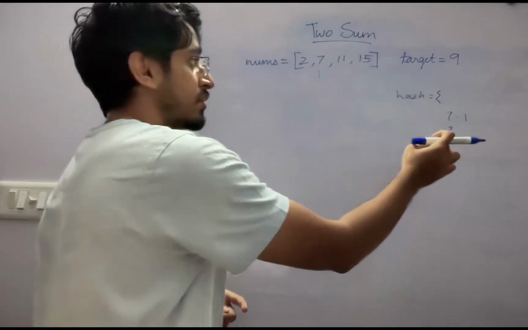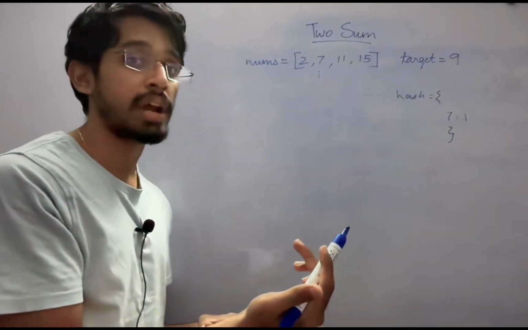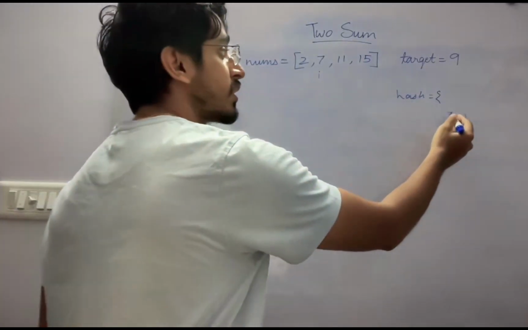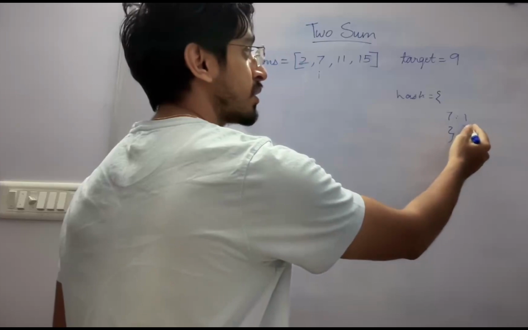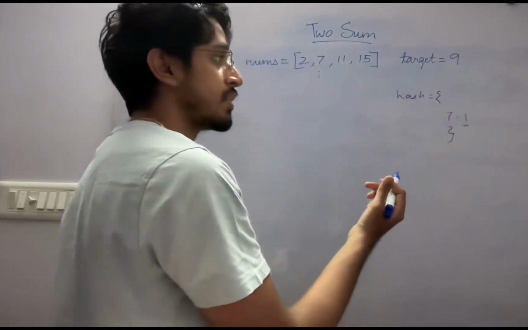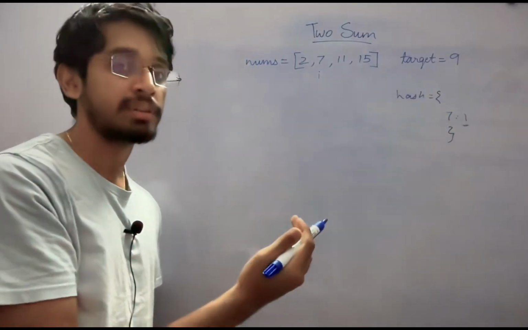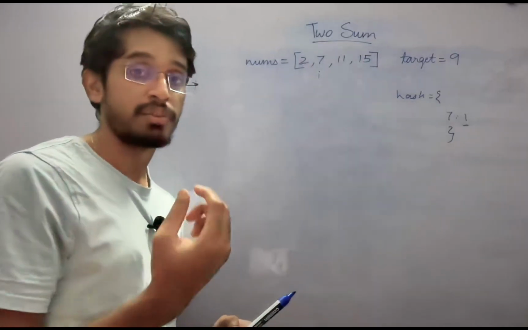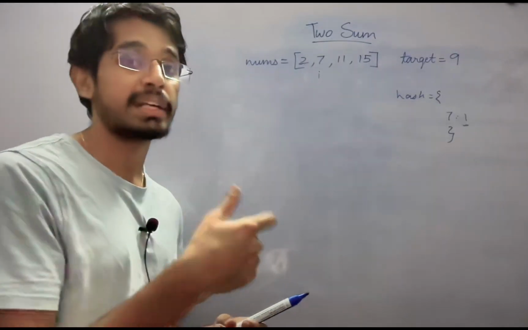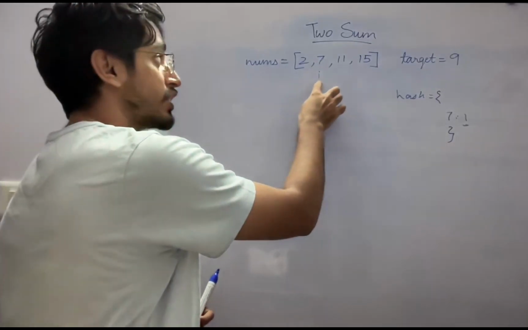So we check if it is already there within our hash. Okay, you see that 7 is already there. So we just need to grab the value of that, which is 1. Okay, so this is not the value, but this is the index which we need to return at the end of the program. So once we found that value within our hash, we return that index as well as the current iteration index.